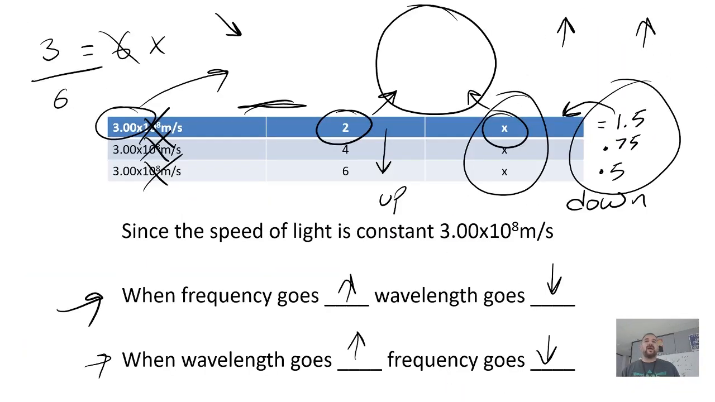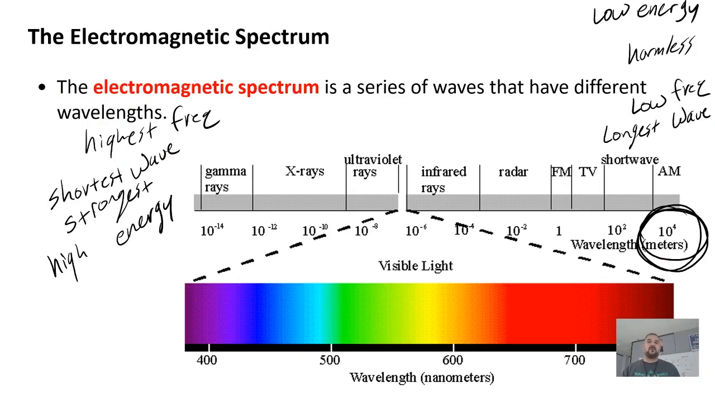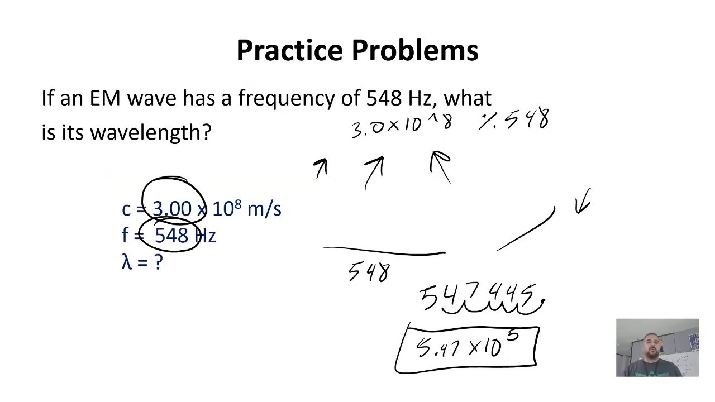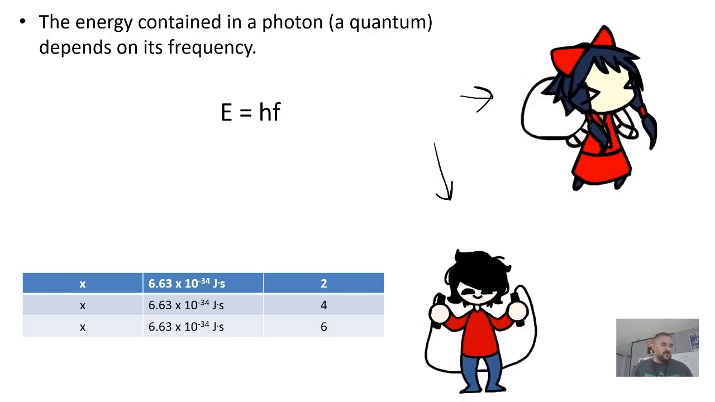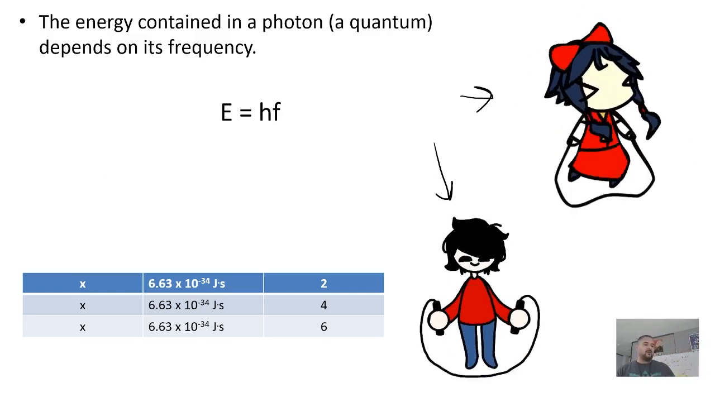If we go back to this chart right here, we know that gamma rays have the highest frequency. They also have the highest energy. So this is just that. It's this trend right here. So when we look at this, the higher the frequency, the higher the energy. So this is going to be our energy equation.